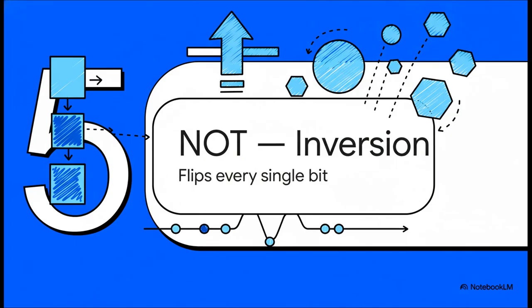Okay, our final core operation is actually the simplest of all, NOT. It does exactly what it sounds like. It takes every single bit in a number and just flips it. All the zeros become ones and all the ones become zeros. The entire value gets inverted.